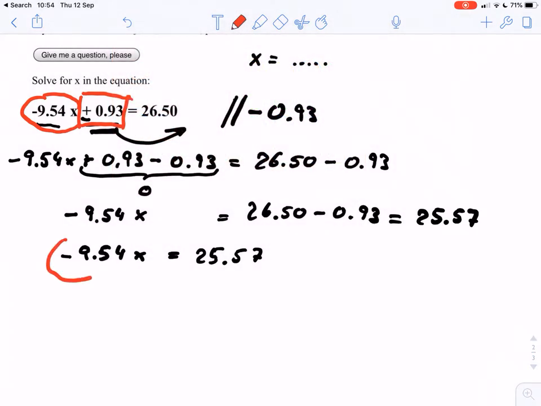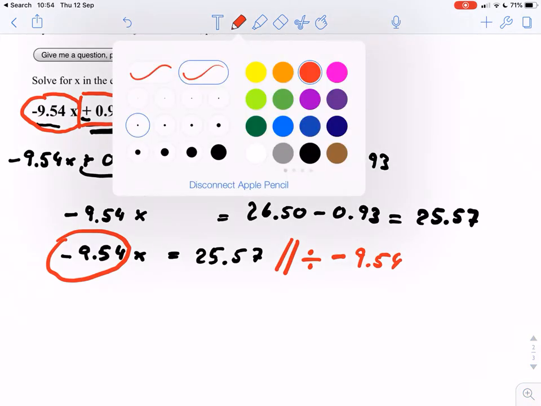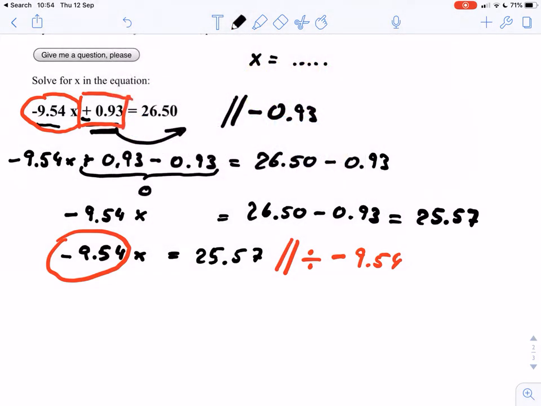Now we need to get rid of this bit here, and we already know what we need to do. We just simply use the inverse operation. We have here a multiplication. We use the inverse operation, so we divide by negative 9.54, and we have to do that with both sides of the equation.